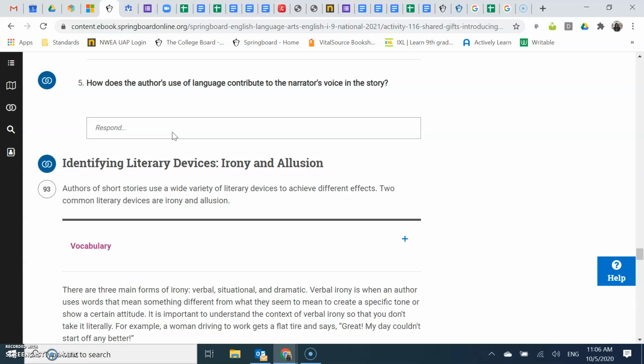Okay, so that is your homework or your classwork for today. And then tomorrow, we are going to delve a little bit deeper into literary devices, and we're going to be talking about irony and allusion and commentary. We talked a little bit about commentary last year. So again, you're going to answer questions 1, 2, and 5, and I will talk to you guys tomorrow.